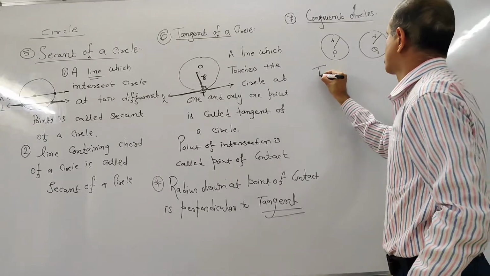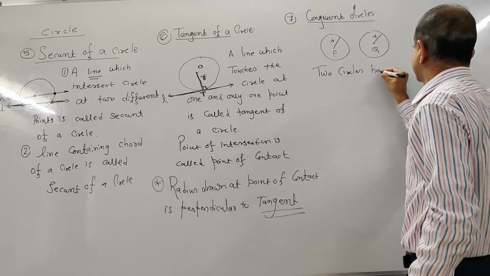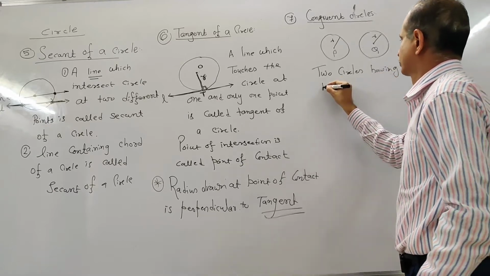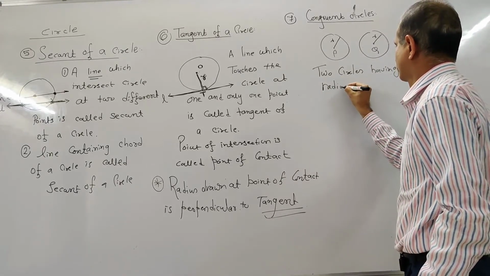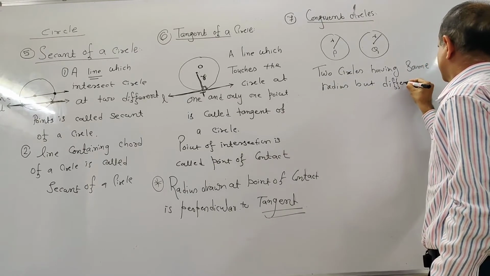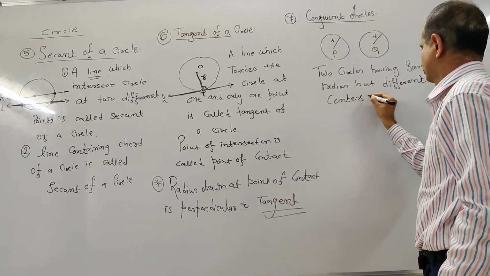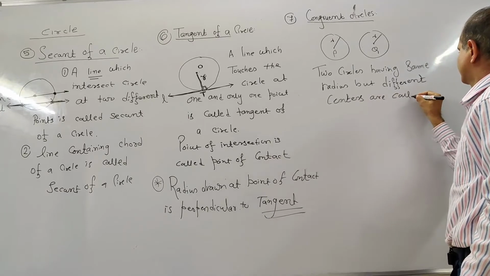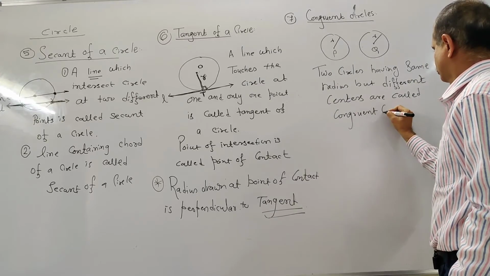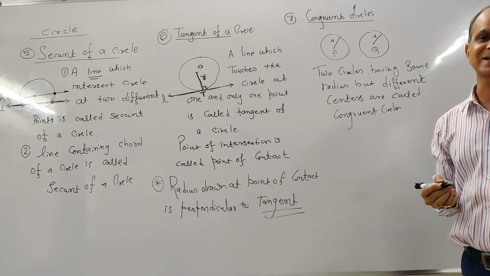So the definition is: two circles having same radius but different centers are called congruent circles. Congruent circle means same radius but centers are different.